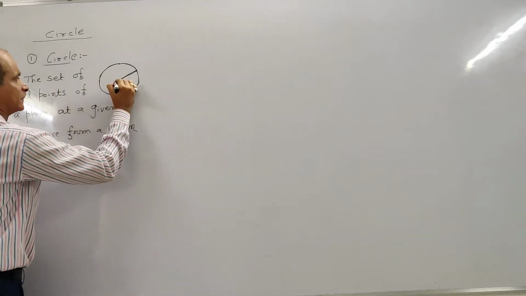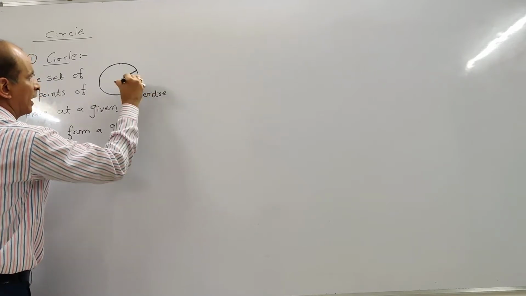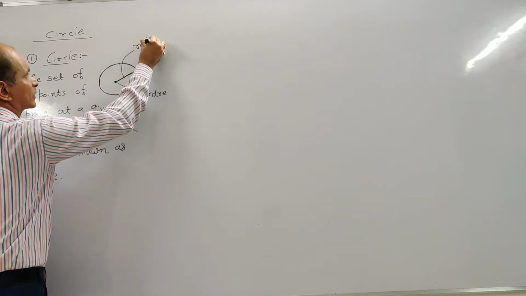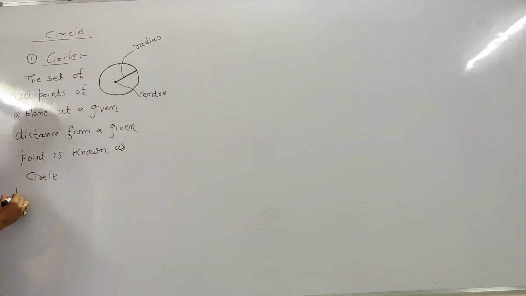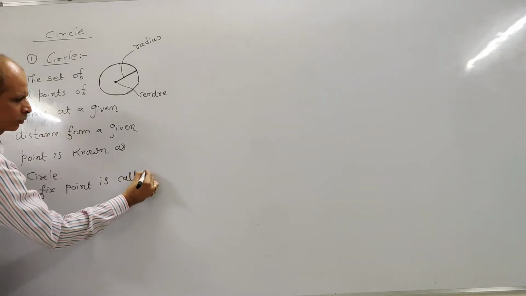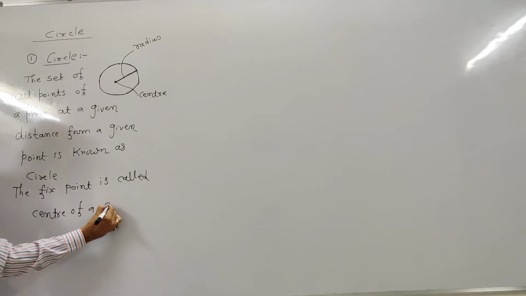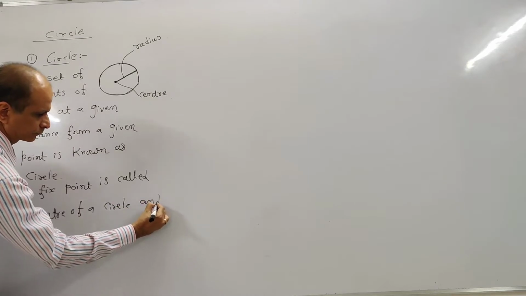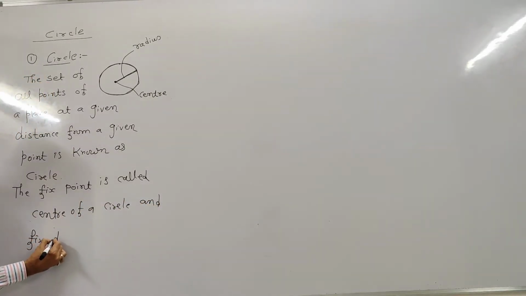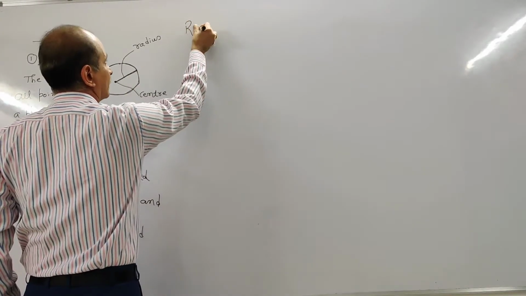from a given point. So this fixed point is known as the center of a circle, and this distance is known as the radius of a circle. The fixed point is called the center of a circle, and the fixed distance is called the radius of a circle.